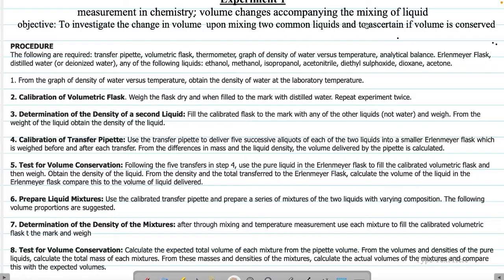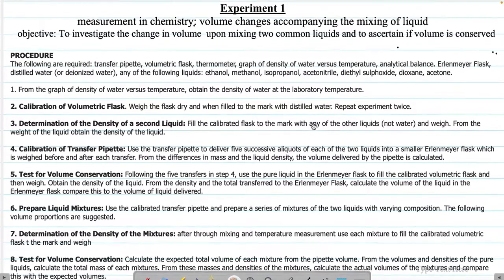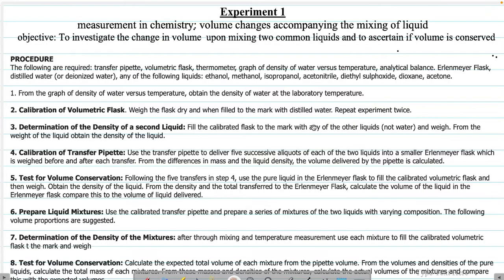Volumetric flask, pipettes, LMR flask, distilled water, and any of the following liquids: ethanol, methanol, propanol, or acetone. Acetonitrile, dimethyl sulfoxide, dioxane, acetone. Any one of these liquids that is actually available in the lab, possibly they'll give to you guys.